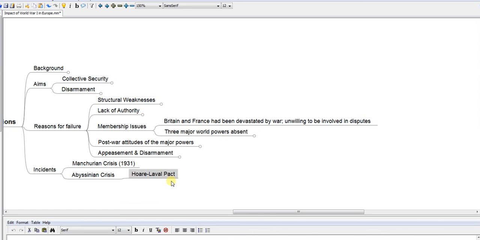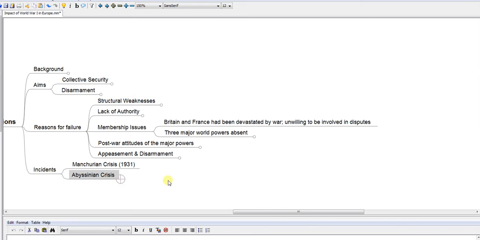Of course, it was secret, but it was made public, which made the British and French civilians very, very angry. How can you come to such an agreement? So although this was cancelled in the end, they didn't go through with this agreement, it basically showed that Britain and France were unwilling to be involved in disputes. They would rather appease the aggressor nations. We'll talk about appeasement later on.